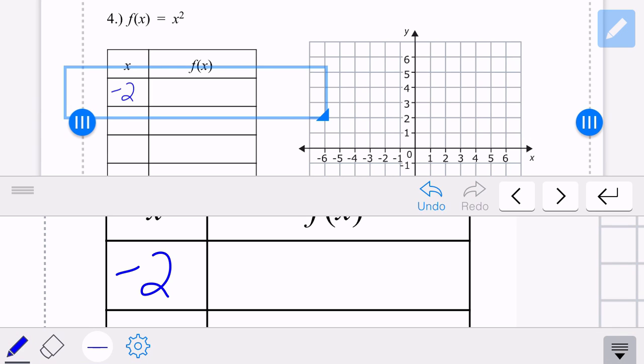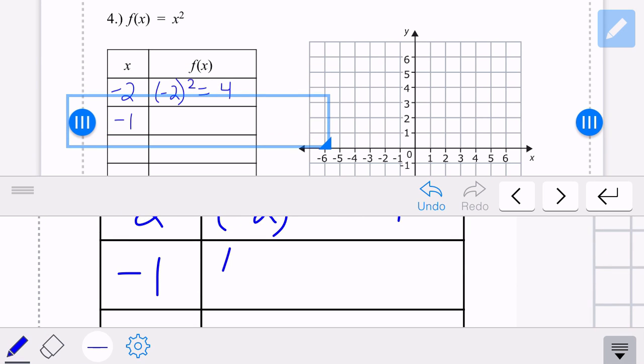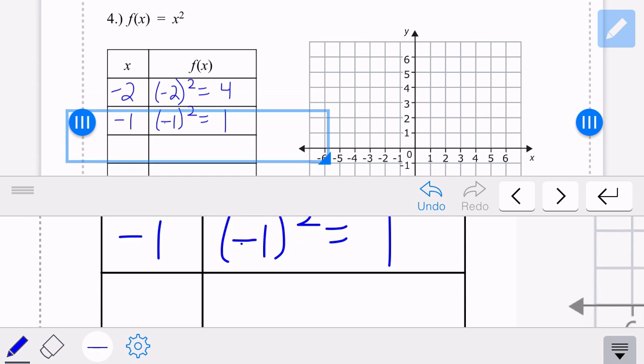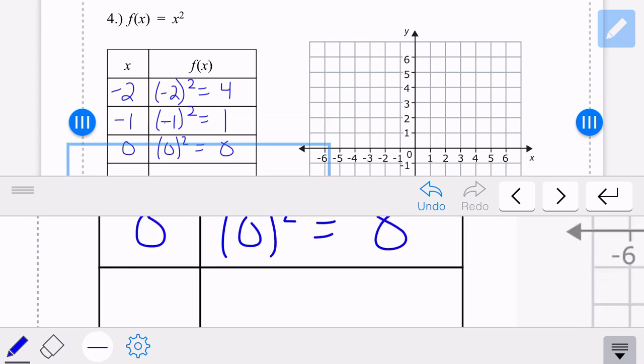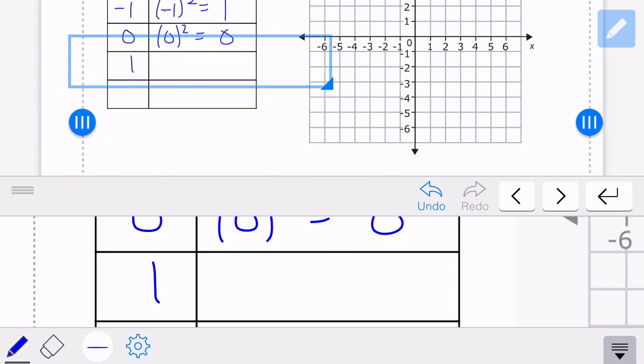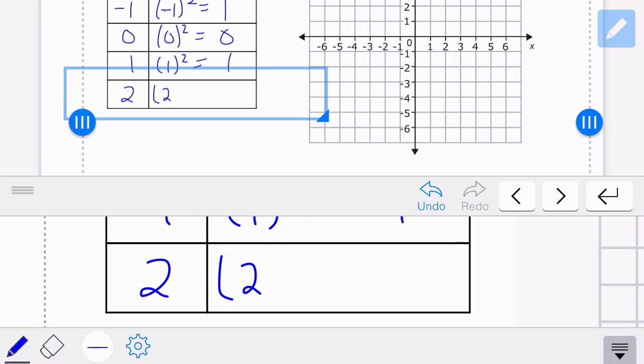So starting with -2. Now, when we have x squared, remember you want to square the entire input. So I want to square the negative with the 2. A negative times a negative is going to go back to a positive, so this will go back to a +4. Same if we plug in -1. -1 squared would be -1 times -1, which will give you +1 as your output. If I plug in 0, 0 squared, 0 times 0 is just still going to give you 0. +1 will be 1 squared, which will give me +1, and then 2 squared will be 4.